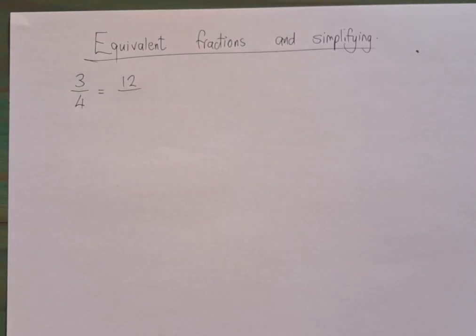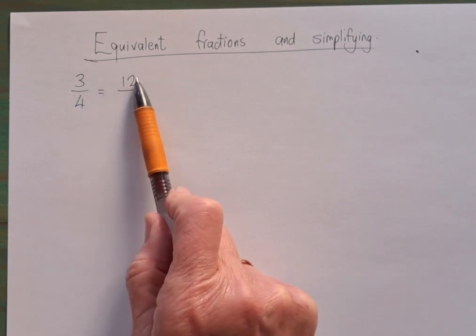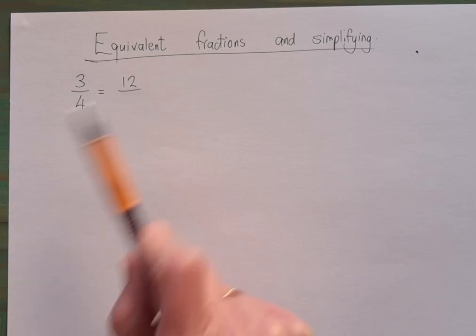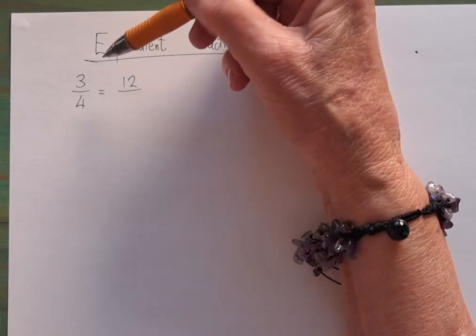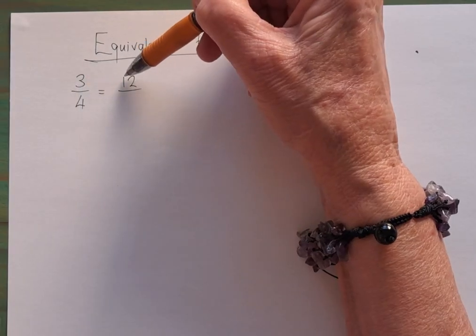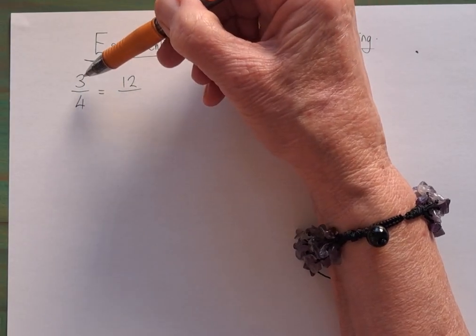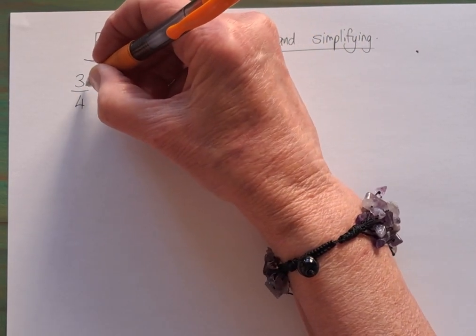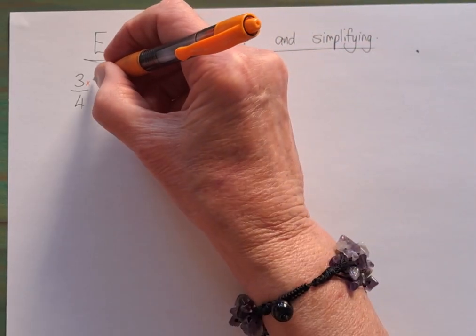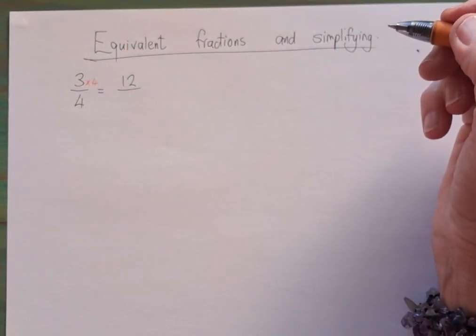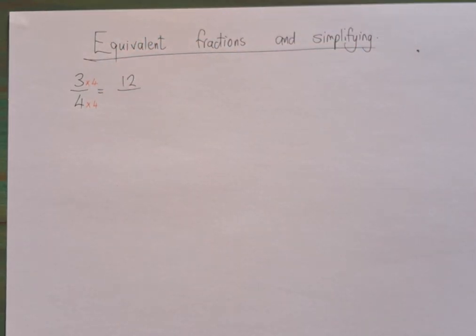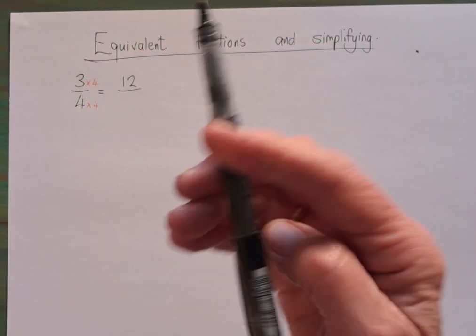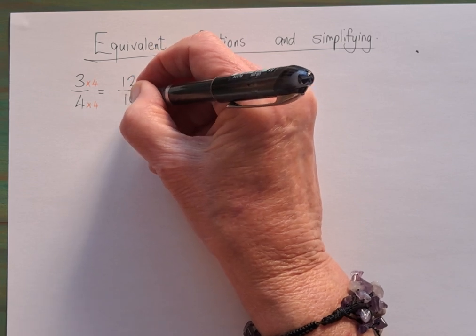Well, the best way to do that is to remember that whatever you do to the numerator of a fraction, you have to do the same thing to the denominator of the fraction. So you've got to ask yourself, how did you get 3 to become 12? Well, obviously 12 is bigger than 3, so you multiplied 3 by something, and 3 times 4 is 12. Whatever you did to the numerator, you have to do exactly the same thing to the denominator. And now you're going to say 4 times 4 is 16.